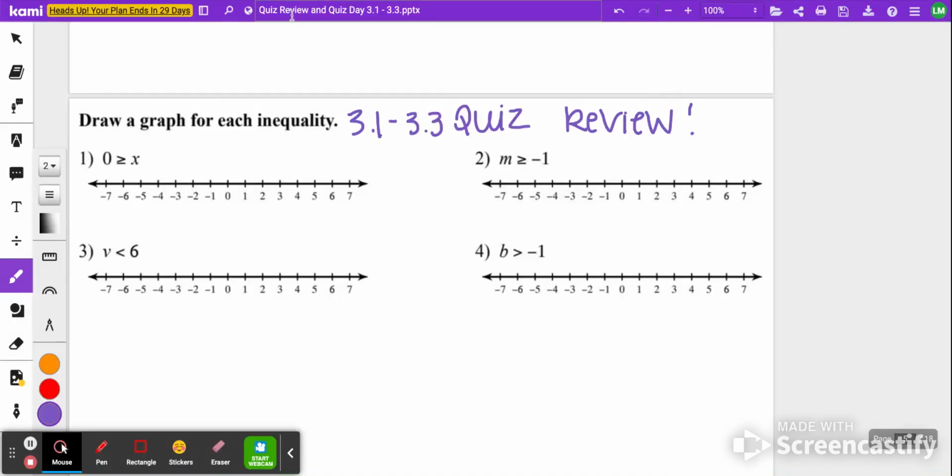Let's go ahead and get started with our quiz review. We are looking at our 3.1 through 3.3 quiz review, and the first section we have is graphing inequalities.